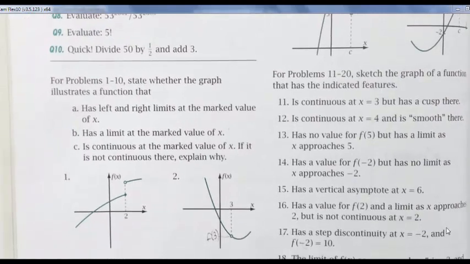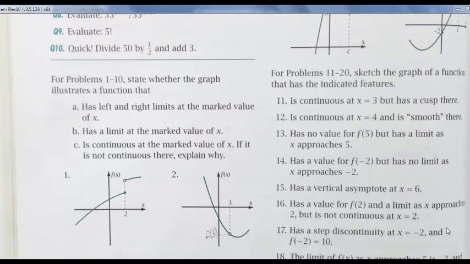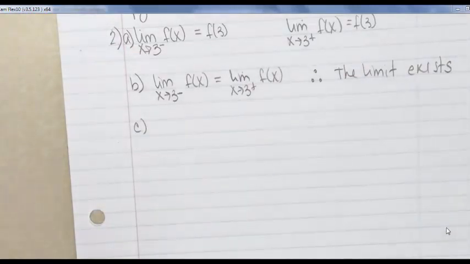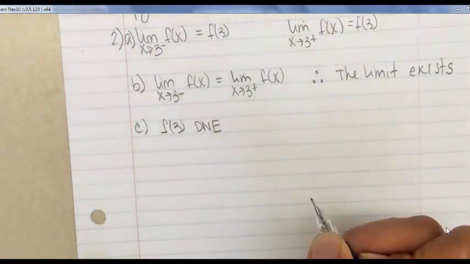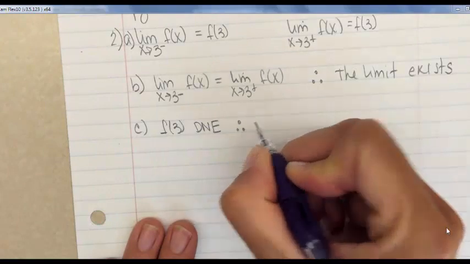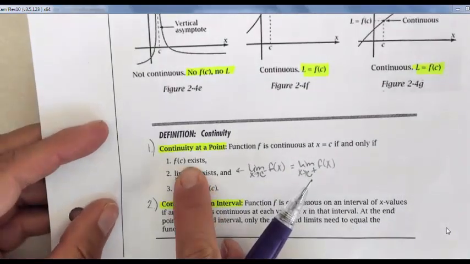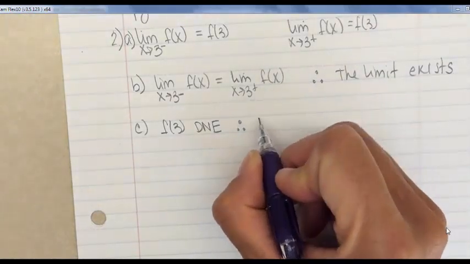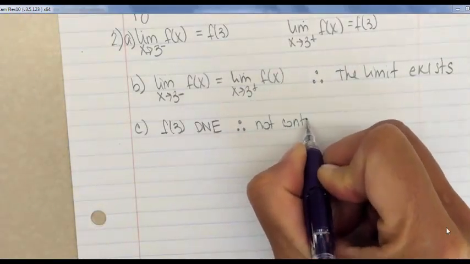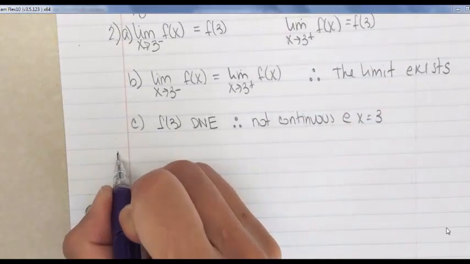So does f of 3 exist? Well, since f of 3 does not exist, f of 3 is undefined, there's a hole there, there's a removable discontinuity. So I would say f of 3 does not exist. Therefore, right away it doesn't even hit the very first requirement, so we know it's not continuous at that point. Therefore, it's not continuous at x equals 3.